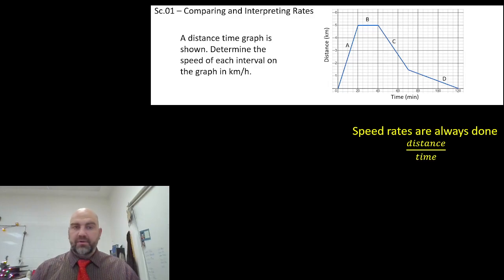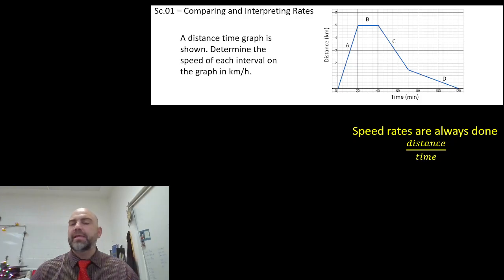What I'd like you to try doing is to determine the speed of each interval A, B, C, and D, and figure out what the speeds were for each one. Now, just a reminder that speed rates are always done in distance over time, like miles per hour or kilometers per hour or meters per second. And so I'd like you to try to solve for these. I'm going to go through them once you've come back, and we'll see how you did for each section.